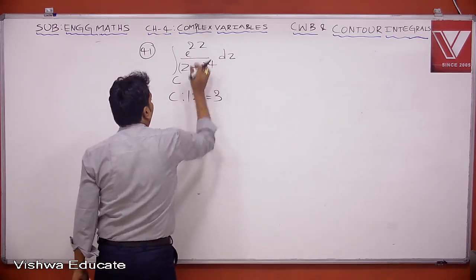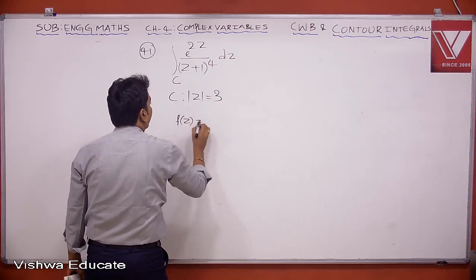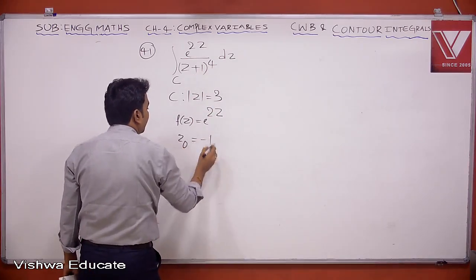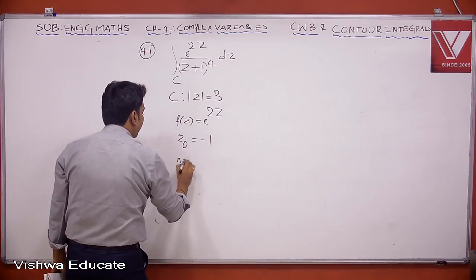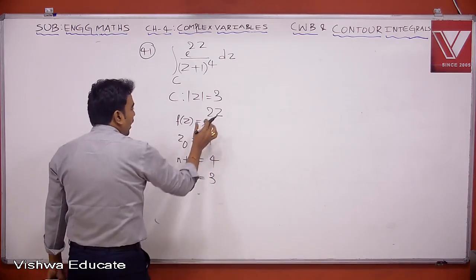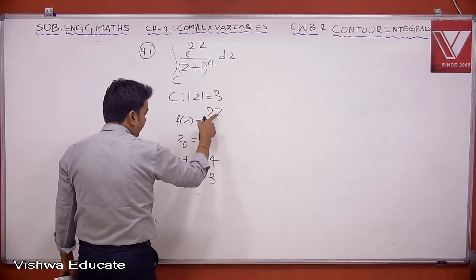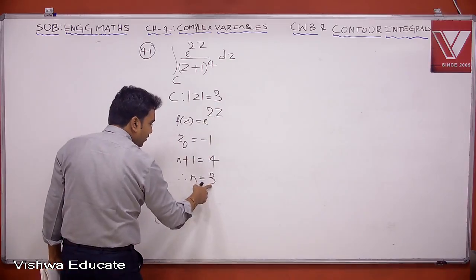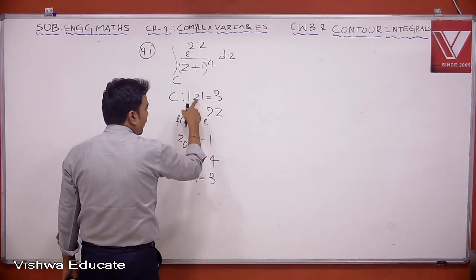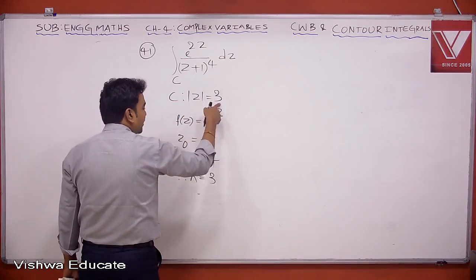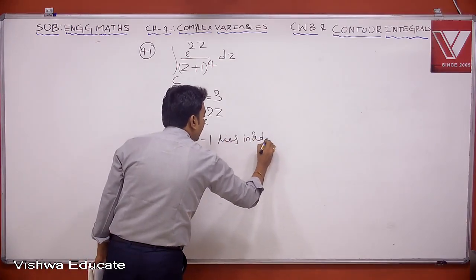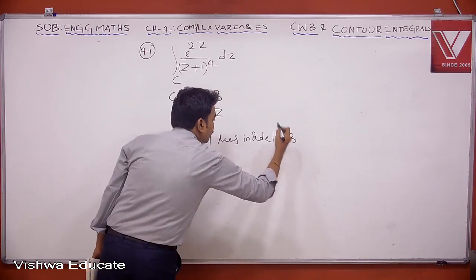So what is the f of z value? F of z is e power 2z. Now what is z naught? It is minus 1. Here n plus 1 is 4. Therefore the value of n is 3. So here we need to differentiate this function with respect to z 3 times. Anyhow this minus 1 belongs to this circle. So z naught is minus 1. Modulus of minus 1 is 1, and 1 is less than 3. So minus 1 lies inside the circle mod z equal to 3.